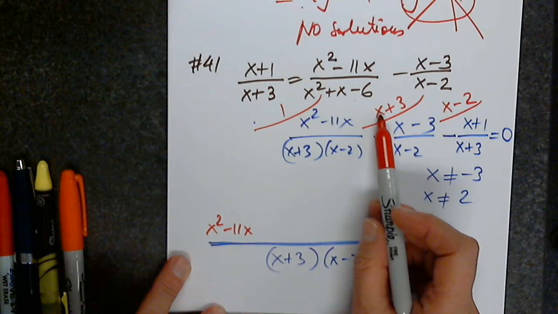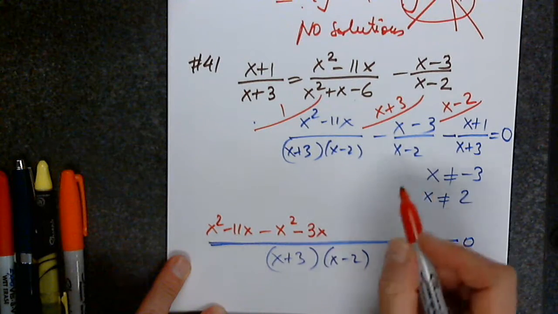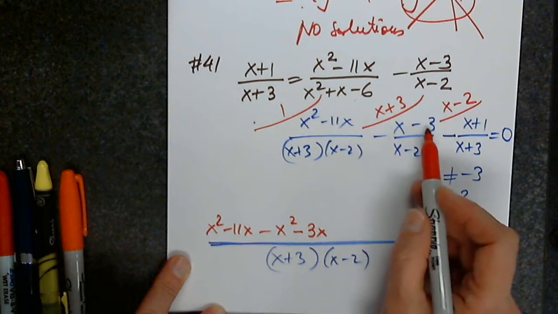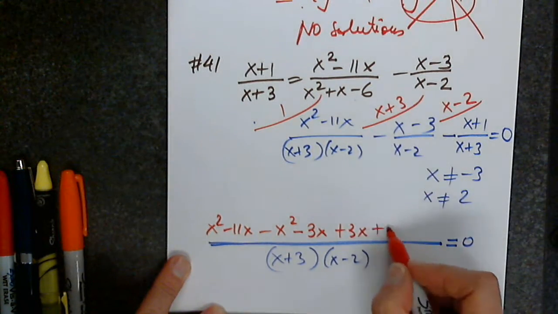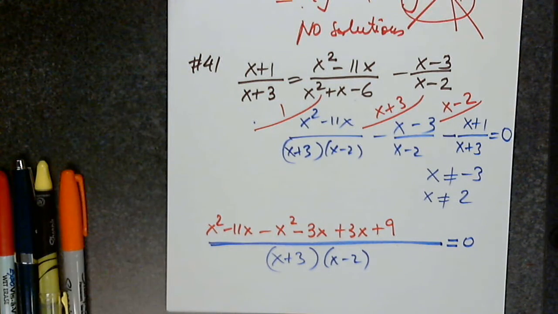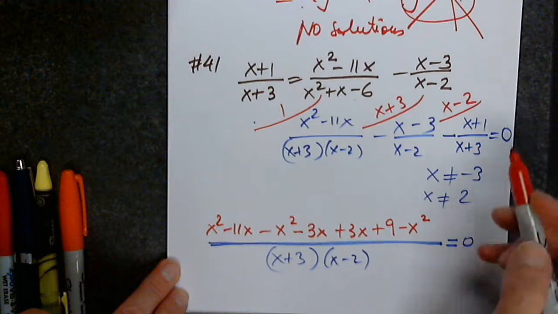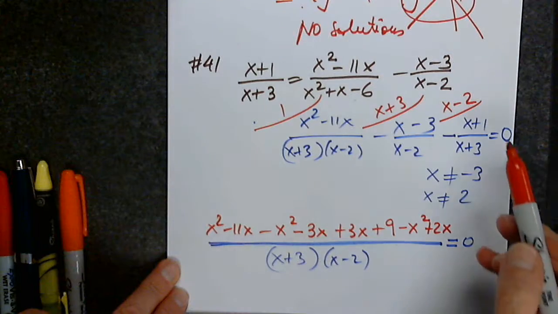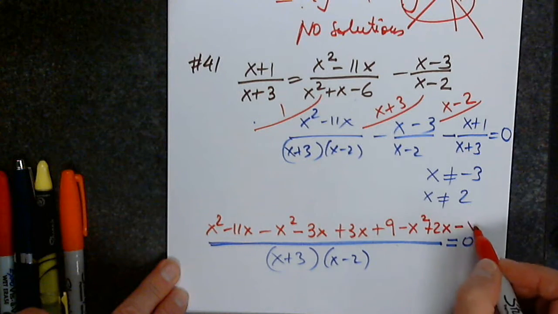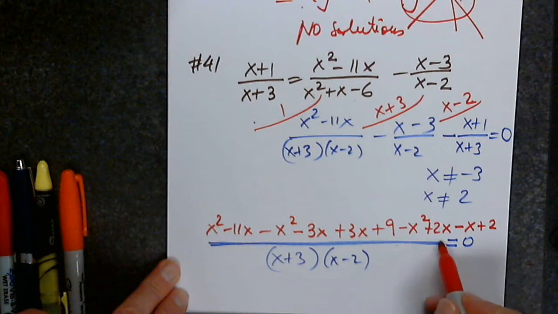Negative x times x, negative x squared. Negative x times 3, negative 3x. Negative times negative 3 is positive 3 distributed to x. And positive 3 distributed to 3. Now, x times x with minus in front is negative x squared. X times negative 2 with minus in front is positive 2x. 1 times x with minus in front is negative x. And 1 times negative 2 with minus in front is positive 2.